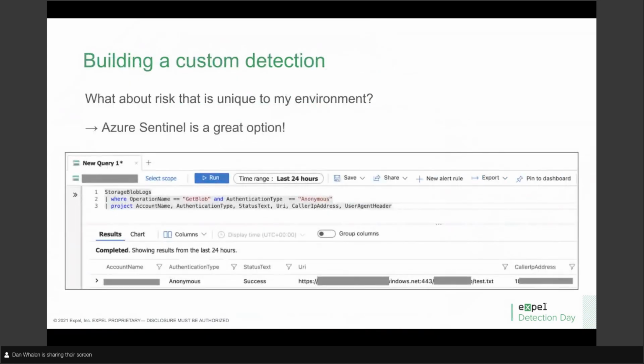But again, as we alluded to, there's always going to be situations or risks that are unique to our organization. And so we want to make sure that we're not ignoring those unique risks and building out our detection strategy to be inclusive of those areas as well. And so we can use a solution like Azure Sentinel for that. We can, for example, build our own custom detections on top of storage diagnostic logs or on top of the Azure activity log to make sure we've got all the detection coverage that we need there.